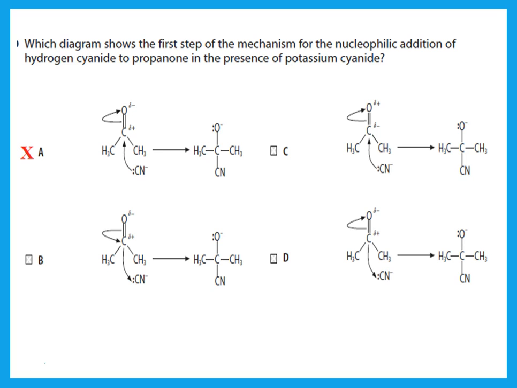What's wrong with the others? B, he has an arrow going from the double bond to the carbon. That's wrong. It has to go from double bond to the oxygen. Now, what's wrong with C? C has the wrong partial charges on the carbon. The carbon should have a partial positive and the oxygen partial negative. So C is wrong. And D, what's wrong with D? The arrow is going from the carbon to the cyanide.